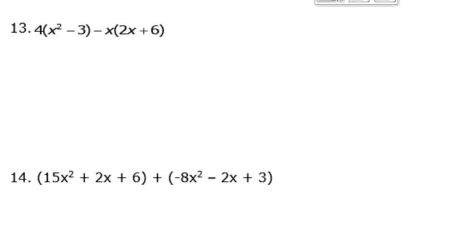All right, looks like I've got some distributing to do here. I've got a 4 out front. That means that's got to go through. I've got a negative 1x here. I'm going to put a 1 there. That's got to go through there.